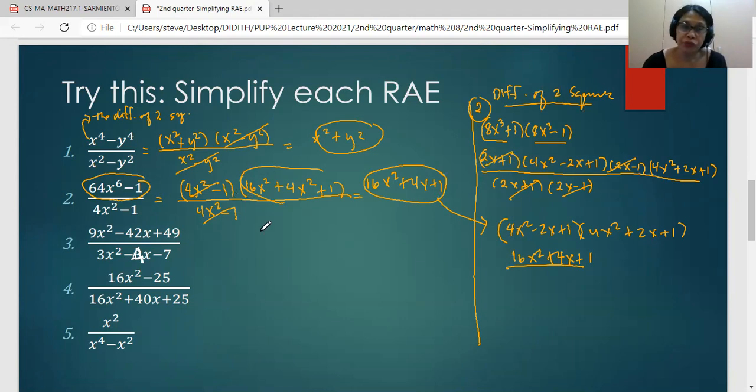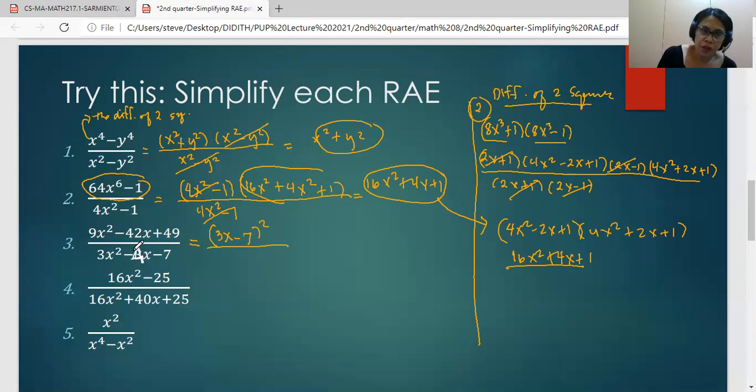Okay? So for number 3, the numerator here is a perfect square trinomial. So the factors will be the square root of the first term minus the square root of the last term, quantity squared. So we have the square root of 9x squared, 3x, minus the square root of 49, 7, quantity squared, all over.